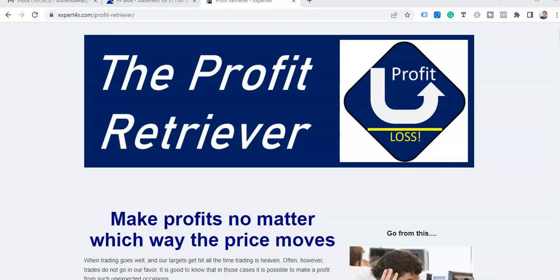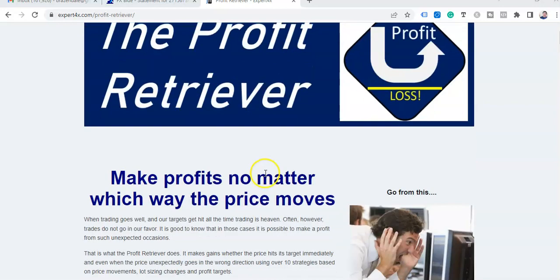The Profit Retriever is an expert advisor that you use with MT4 and MT5. So it's like a Forex robot that you use, but you can also use it on gold, Bitcoin, whatever you can load onto your MT4, MT5. This is the sales page.